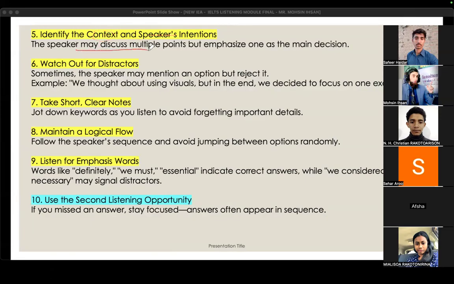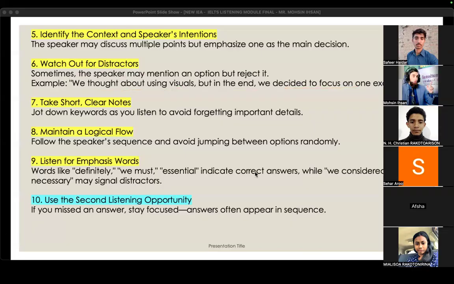The speaker may discuss multiple points but emphasize one. Yeah, multiple can be discussed. One will be emphasized. Watch out for distractors. What can be the distractor? That can be an option but reject. The use of but, the use of however. We thought about, for example, you thought about using visuals, but in the end we decided to focus on one. And now what does it mean?